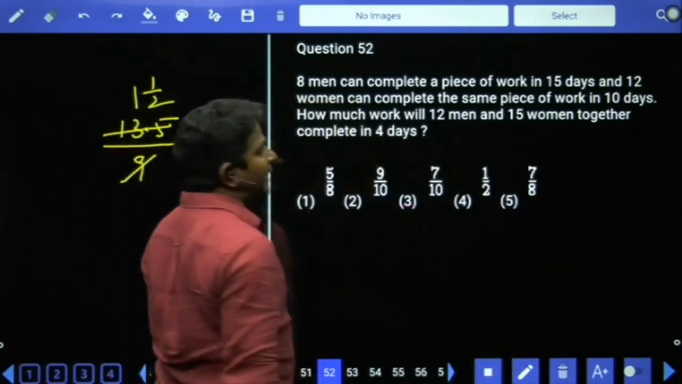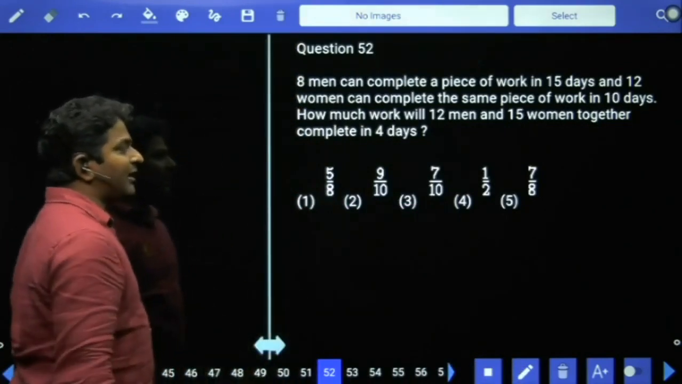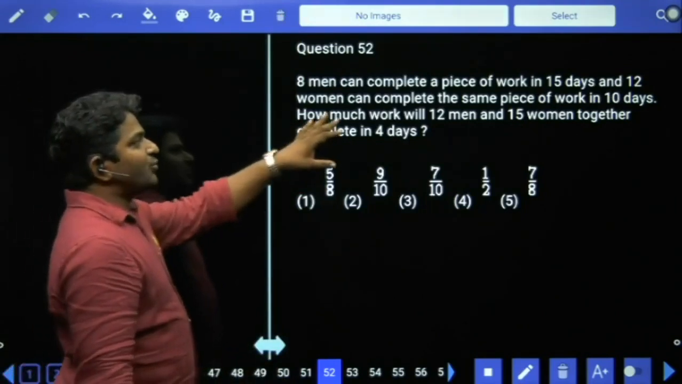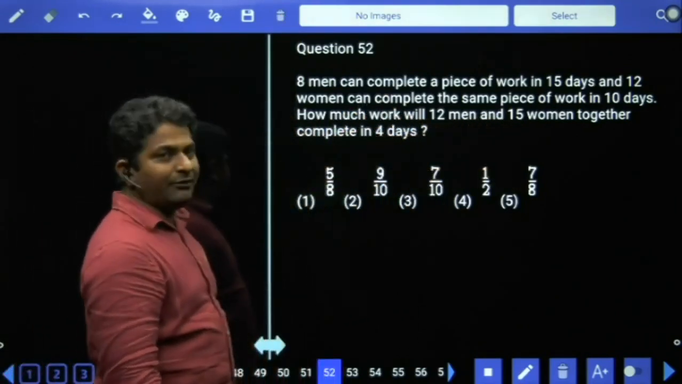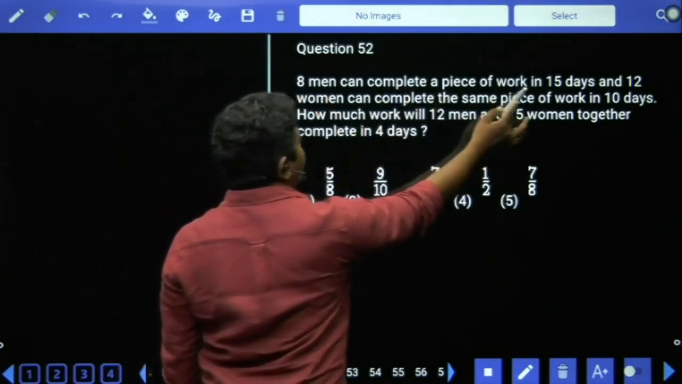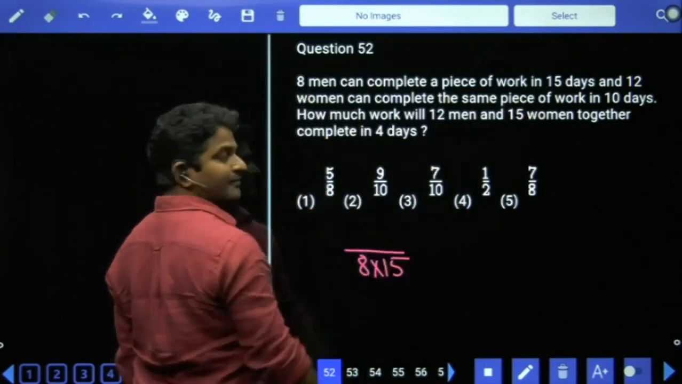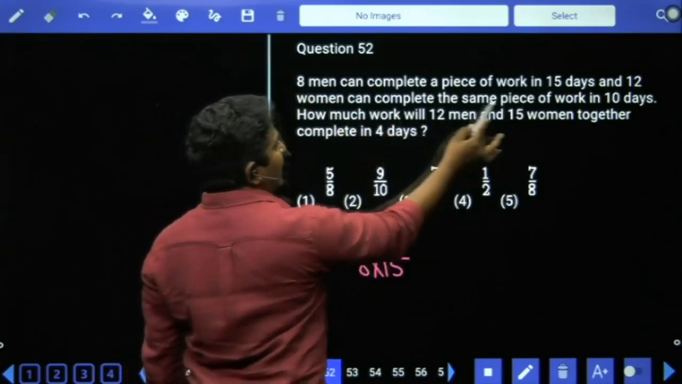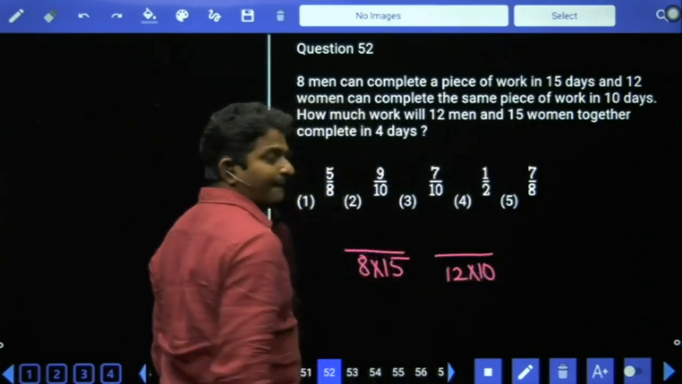8 men can complete a piece of work in 15 days. 12 women can complete the same work in 10 days. How much work will 12 men and 15 women together complete in 4 days? If 8 men can do it in 15 days, 1 man can do it in 8 into 15 days. 12 women can do it in 10 days, so 1 woman can do it in 12 into 10 days.